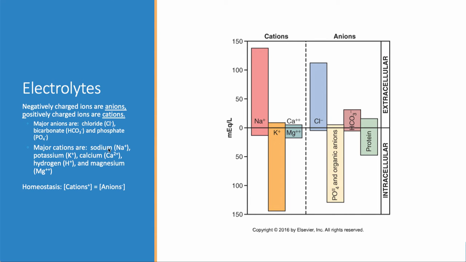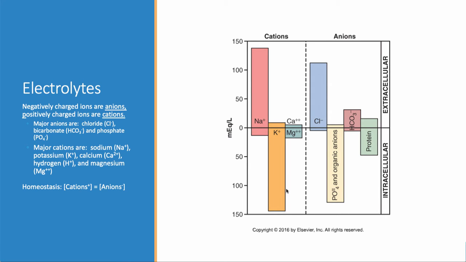The electrolytes exist in different concentrations in different parts of the body, right? In different silos, so to speak. So remember that cations, which I always thought should be cations, but whatever. Cations are positively charged, anions are negatively charged, and they exist in 2 spaces. They exist either extracellularly or intracellularly.